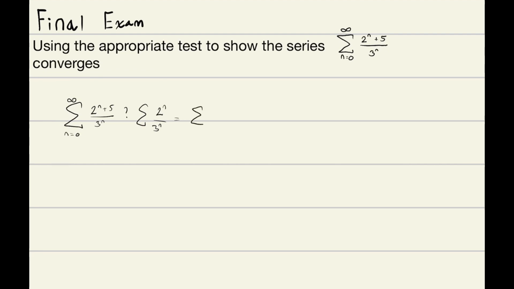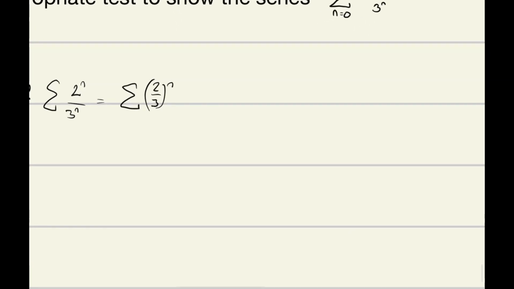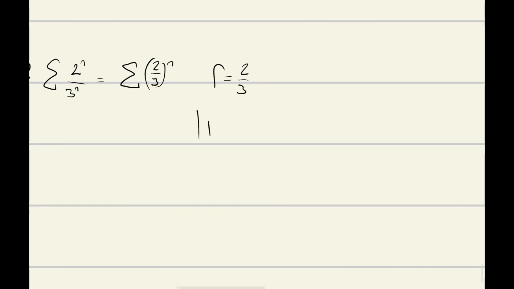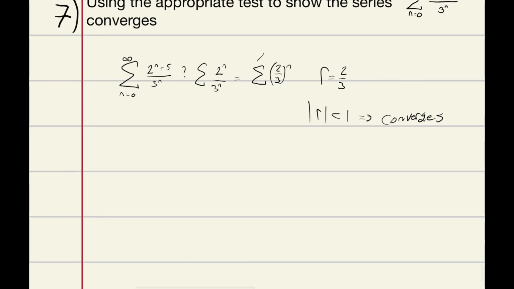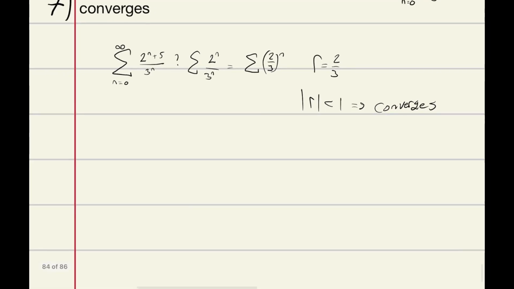That would be the same as (2/3)^n. And since we know this is a geometric series, this makes r equal to 2/3. And we know when the absolute value of r is less than 1, the series converges. So now we know that this series that we just made up converges, and now we need to find a way to prove that this series converges using this series.